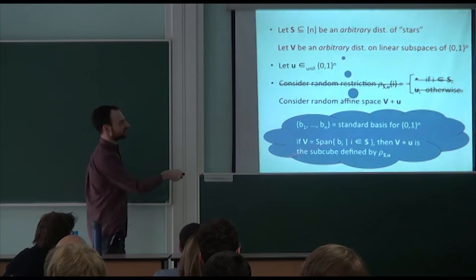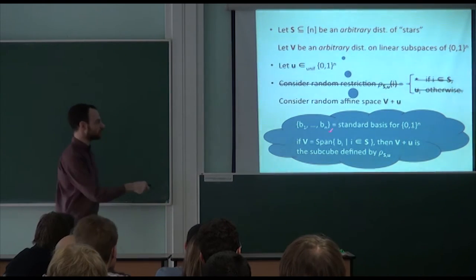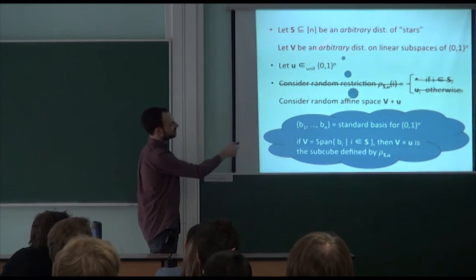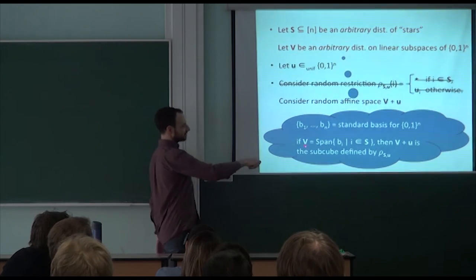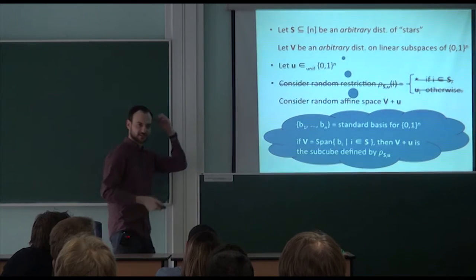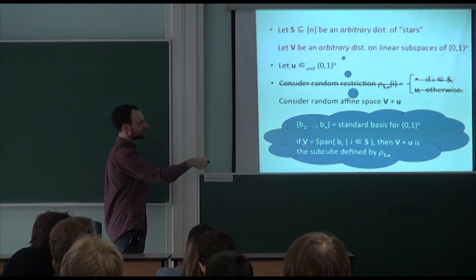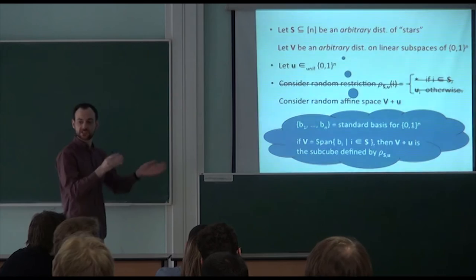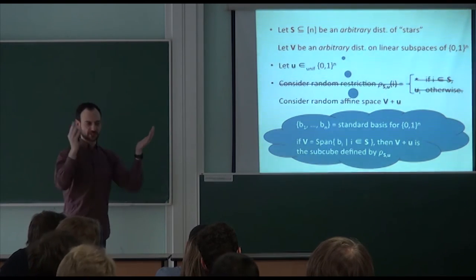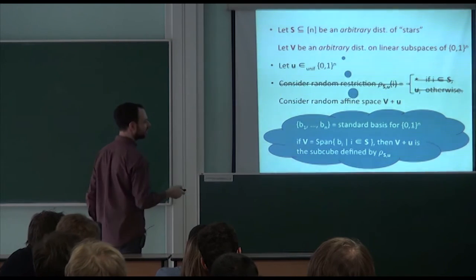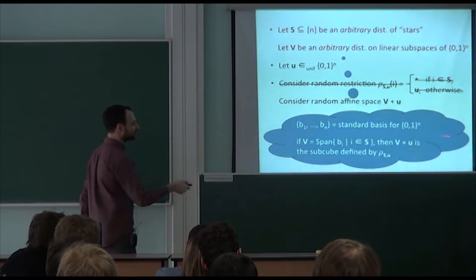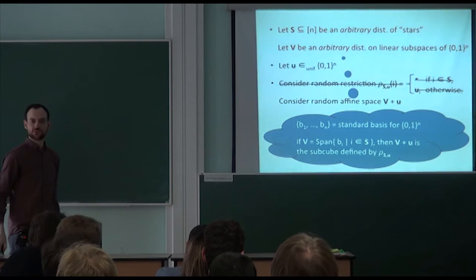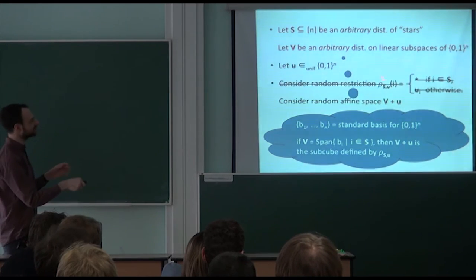Here's how you can see that. Let B1 to Bn be the standard basis for this linear space. So it's the coordinate function Bi, where the ith coordinate is 1 and everything else is 0. Now if I have a distribution S of stars, I can look at the corresponding distribution on linear subspaces, which is just: you sample your S and then you take the span of the Bi for i in S. So this is in fact a subcube where all the fixed variables are zero. And the claim is that V plus U is exactly the same as the subcube defined by this rho sub SU.